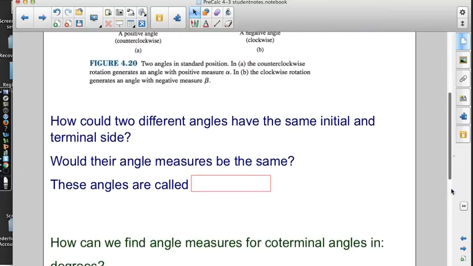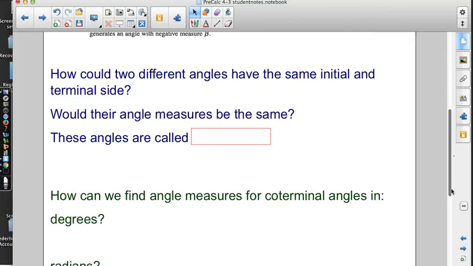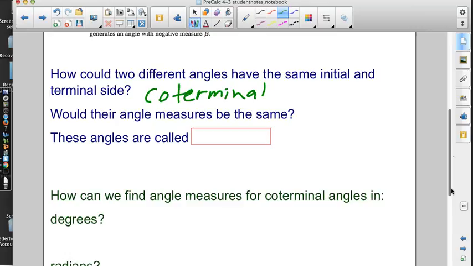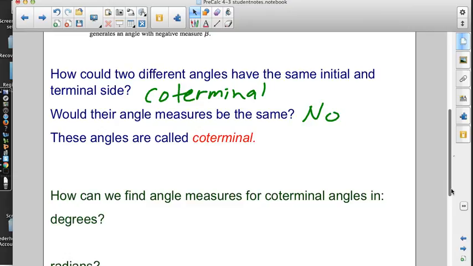So down here it says, how could two different angles have the same initial side and terminal side? What's that called? What's the fancy name again? It lands in the same place. Coterminal. Good. Coterminal. Would their angle measures be the same? No, we had to add and subtract 360. We had to add and subtract 2 pi from that. So no, not the same. They won't be. But they land in the same place. And that's important because what that does is it tells us that the trig for those angles would actually be the same. And there's our little coterminal again.